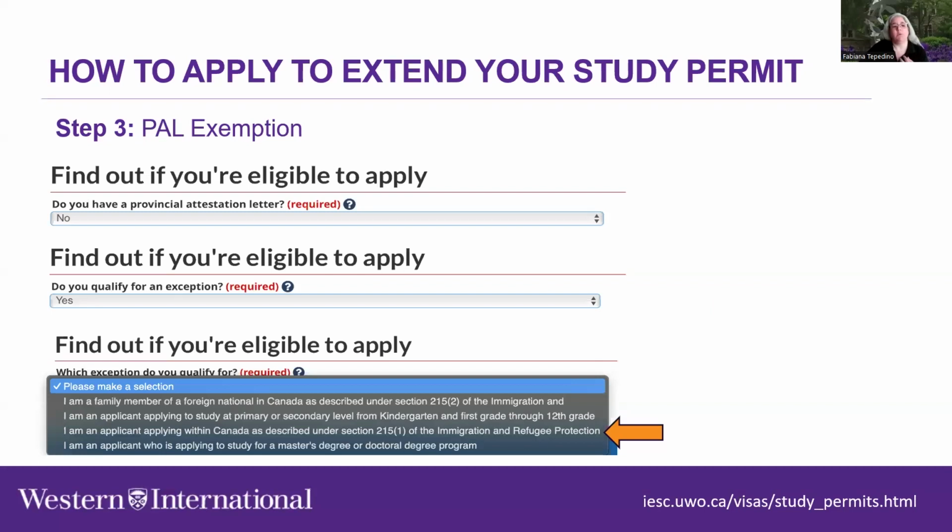You will get to a section where it asks about the provincial attestation letter. It will ask, do you have a provincial attestation letter? If you don't have one, you will say no. Do you qualify for an exemption? If you fit within any of the categories discussed in one of the previous slides, you will say yes. And any of those categories would be the third option. In the third question, what exemption do you qualify for? Generally, you would fall under the I'm an applicant applying from within Canada as described under section 215.1 of the Immigration and Refugee Protection Regulations.